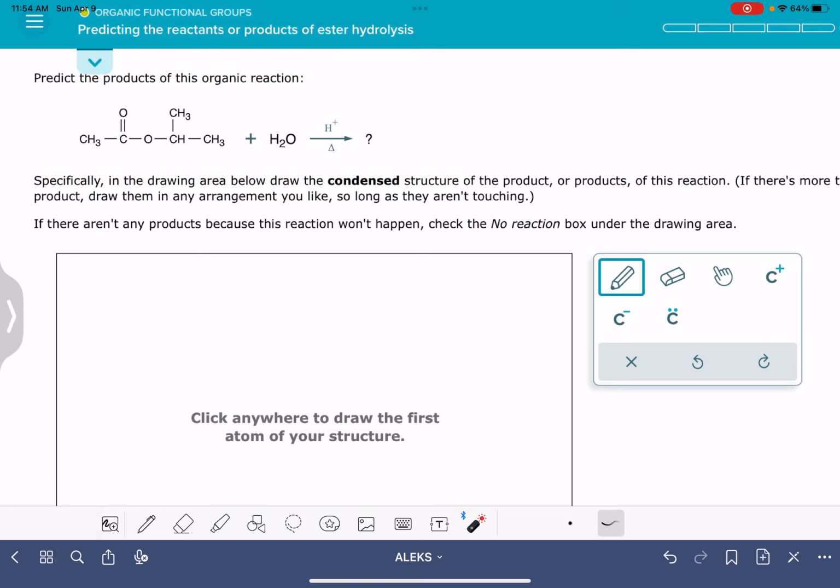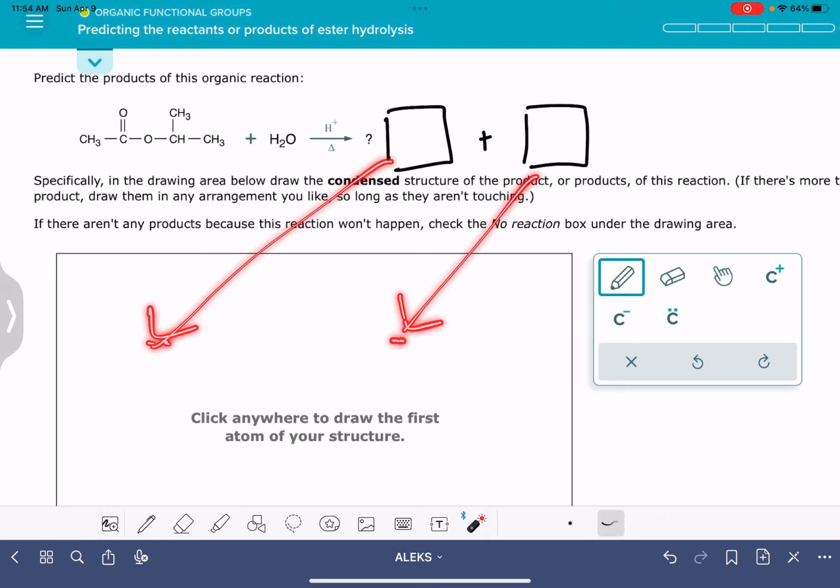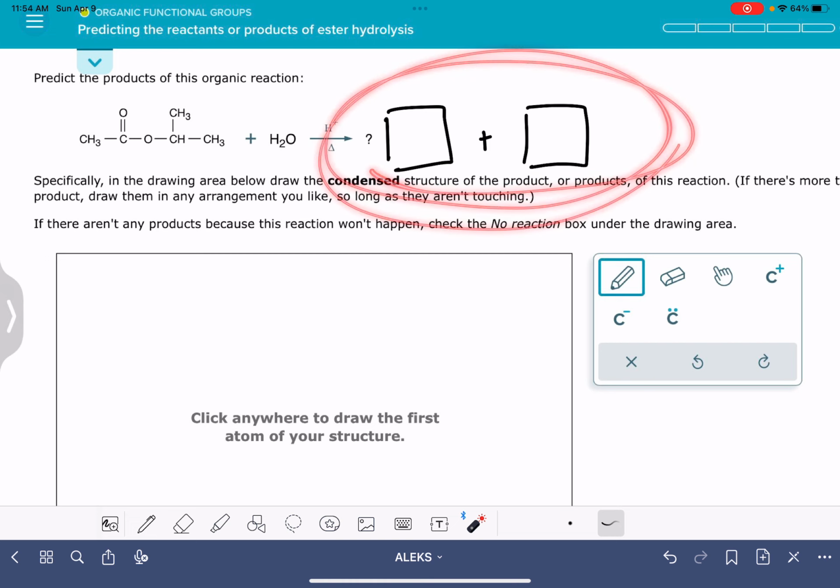So in this problem, we're provided with the structure of an ester, and we're being asked to predict the two products of the reaction. In this version of the problem, where you're being provided with the reactants, there are going to be two products of the reaction, and you're going to want to draw the structure of both of them into the box down here. So again, there's always going to be two products in this reaction.